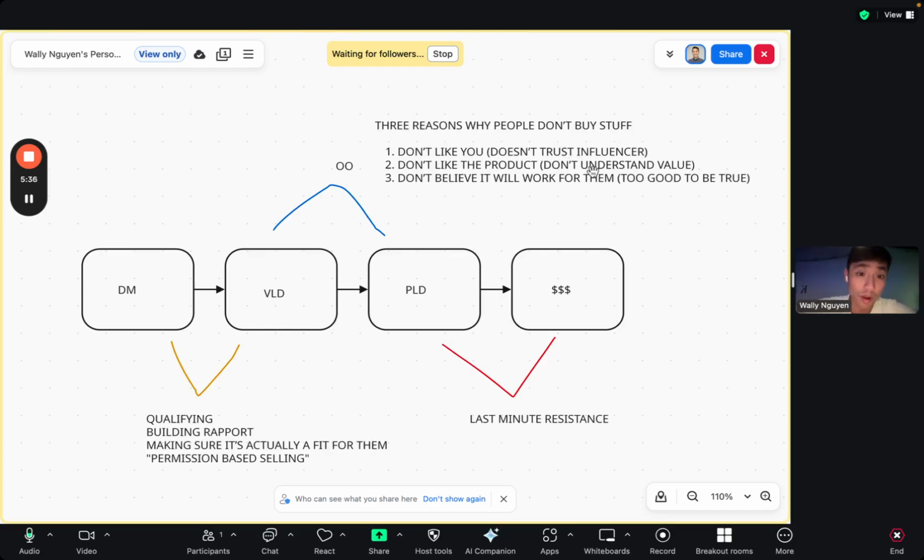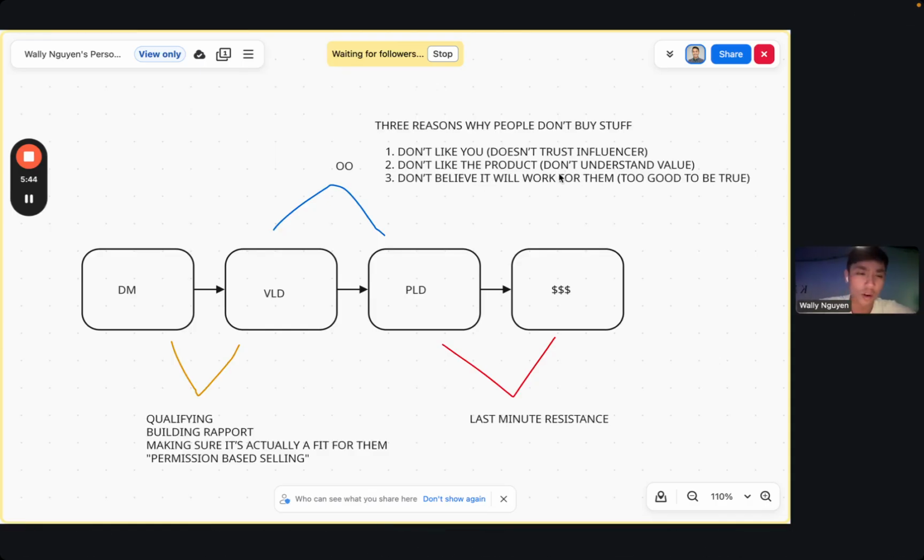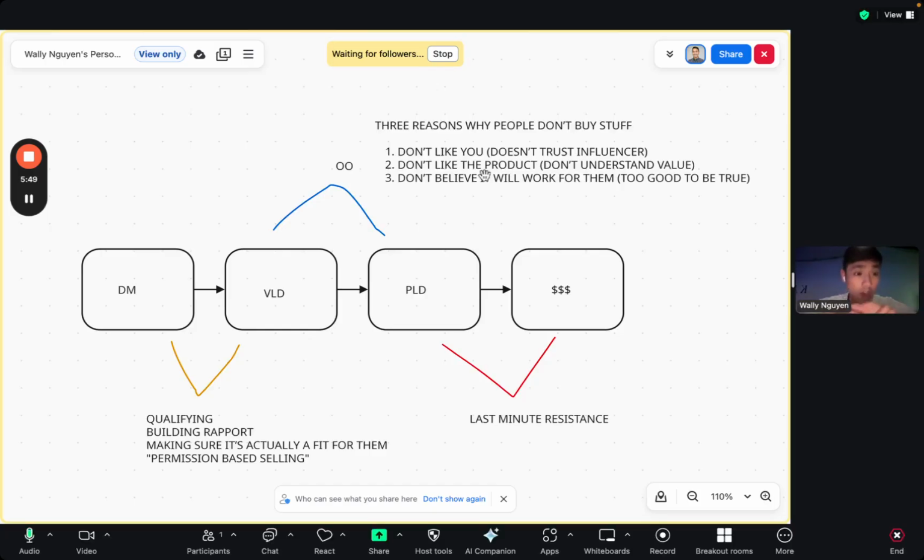Two, they don't like the product or don't understand the value. Those are tied together because usually it's that they don't understand how the product works specifically, or how they're going to win with it. That ties into number three, which is they don't believe it'll work for them. It's too good to be true. So all objections kind of manifest out of these three things.